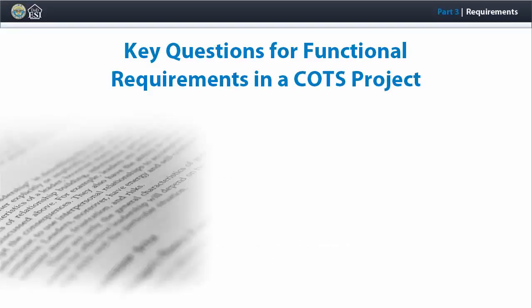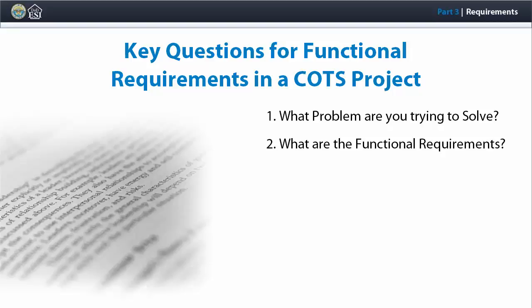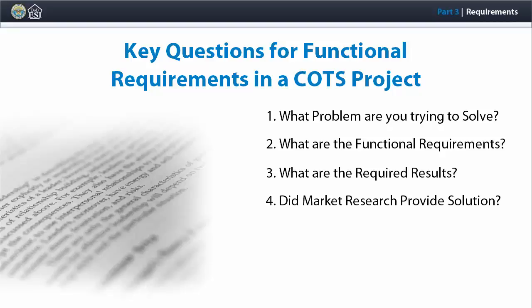Consider the following key questions when documenting functional requirements for a COTS project. First, what problem are you trying to solve? That is, what is your current condition? How did you get there, and how much time and money do you have to fix the problem? Second, what are the functional requirements of the ideal solution? In other words, what are your as-is and would-like-to-be capabilities? Third, what are your required outcomes and results? Fourth, what does your market research tell you about solutions to help solve your problem? Finally, how will you obtain the right solution or product?